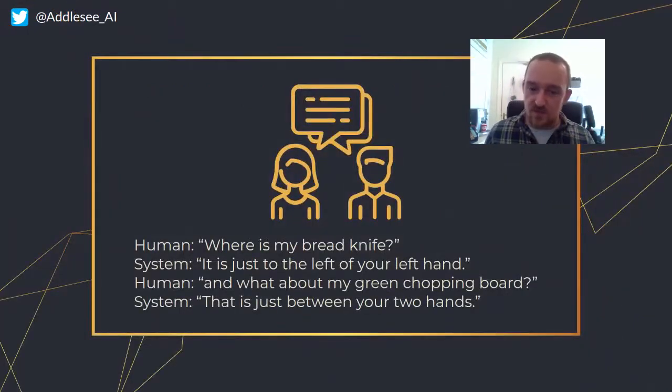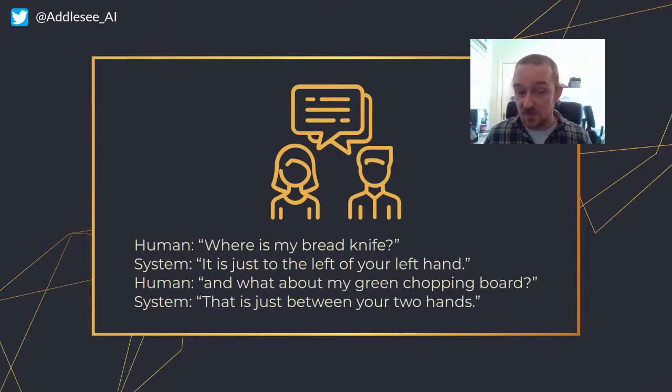So the first challenge was object related, so counting, color, but also locating items, such as where is my bread knife? It's something that moves in the kitchen. You've never asked where my sofa is. It doesn't really move, but where is my bread knife? It's just to the left of your left hand. And what about my green chopping board? That's just between your 2 hands. So this is very interesting. You're using your hands to navigate to an item.